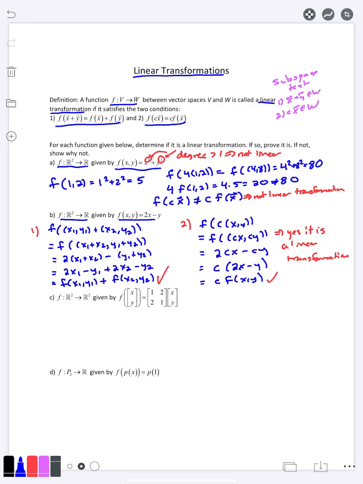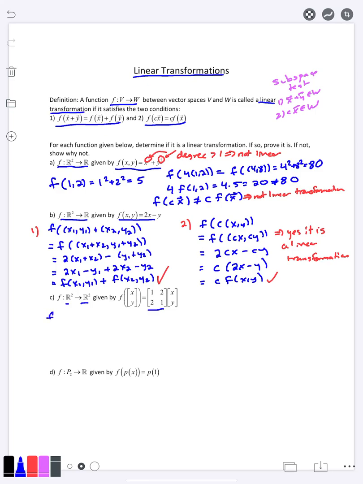Okay, now let's look at the third one here. This third one is given by R2 to R2, and you take this matrix and you multiply it by the vector xy. I'm going to say it is a linear transformation, and so let's go about proving it. Obviously, you might not know ahead of time. Maybe you would try some specific numbers and see how that worked out, but I'm telling you it is going to be.